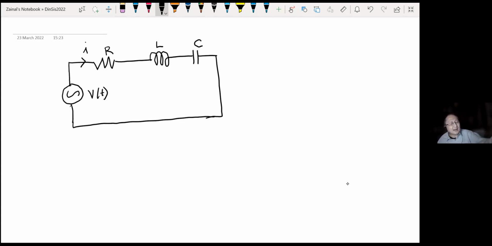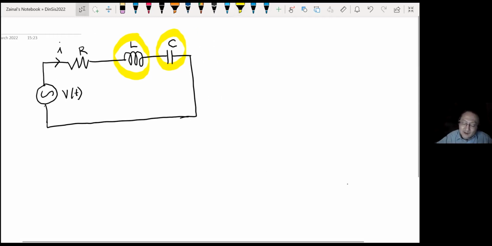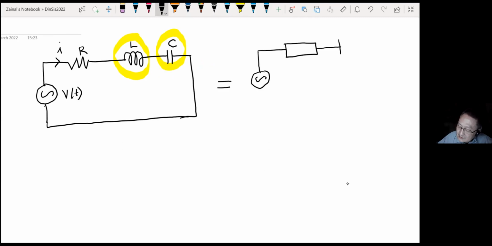Mechanical engineering students are usually very afraid when they meet this kind of component. R is okay, but L and C are like a ghost, right? But this is actually very simple. This one is just the same as this one. So this one is just the same as, look, this one, and this one, and this one.